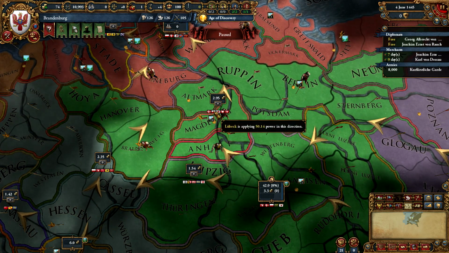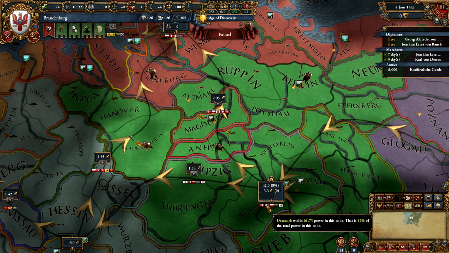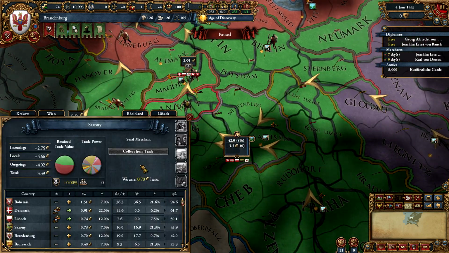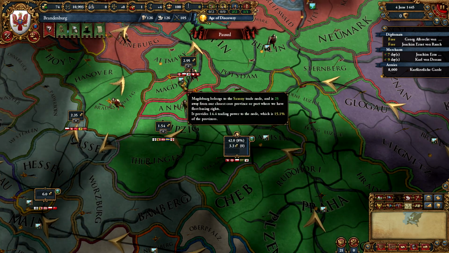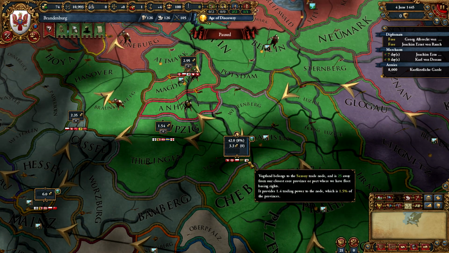Magdeburg is currently the second most influential. Nope, I lied. He's not even the first most or second most. I'm incorrect here. The point is, however much he controls, it will be near us, I imagine, guys, with that market town. We will actually gain the full amount of his trade power.